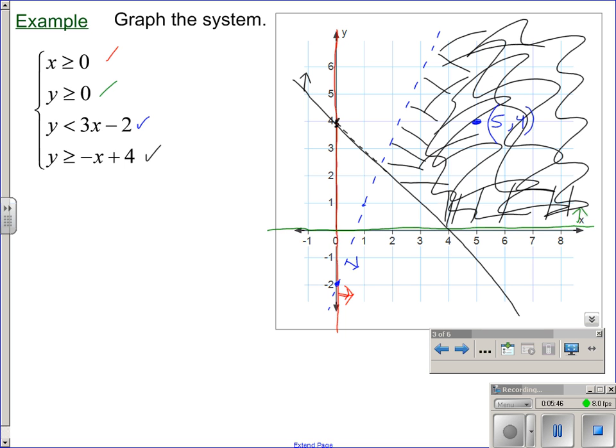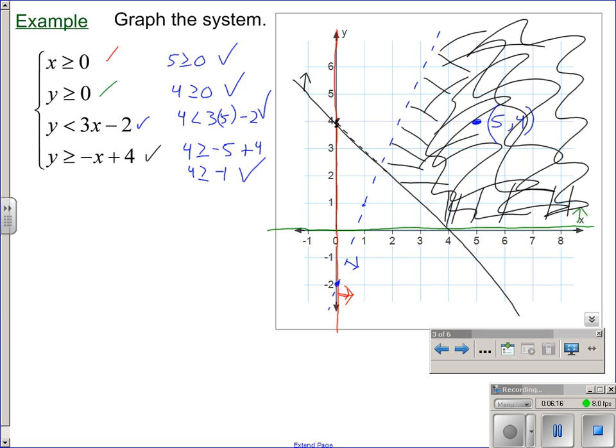Okay, if I plug in 5 for x, 5 is greater than or equal to 0. Yes. The y value, 4, is greater than or equal to 0. Yes, it is. If I have 4 less than 3 times the x value minus 2, 15 minus 2 is 13, that's greater than 4. Yes. And the last equation, 4 greater than or equal to negative 5 plus 4. 4 is greater than or equal to negative 1.